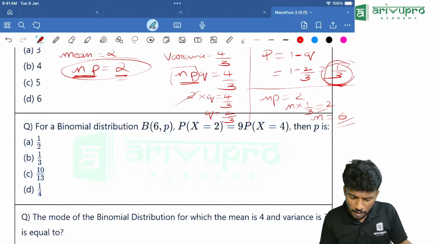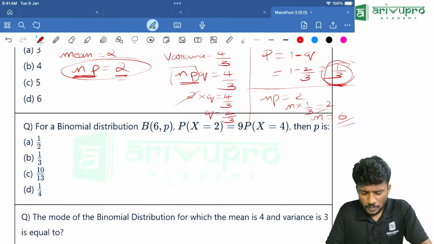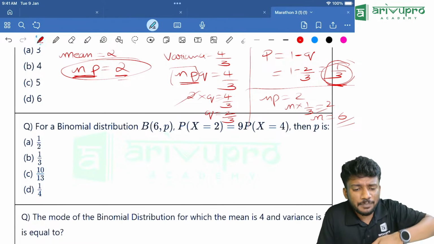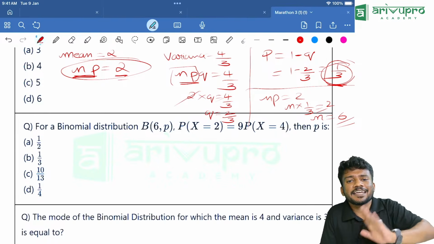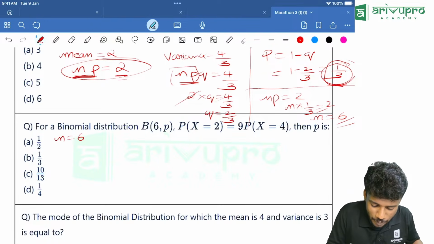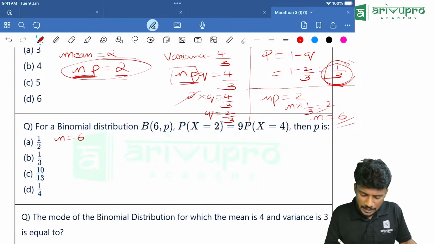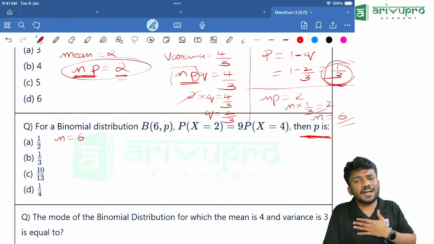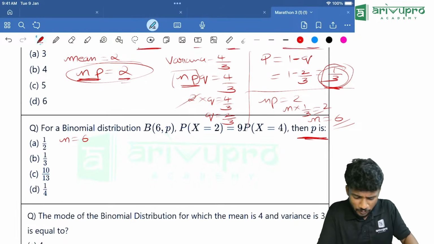Now, look here, people. Something is given here: binomial of 6 comma p. Everyone tell me what is the value of n and what is the value of p. What is this 6? n is equal to 6. Then what is p? We don't know p. They are asking us to find the value of p. That is the question given here.